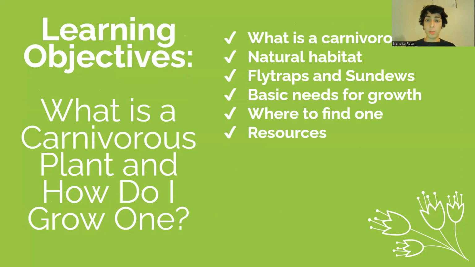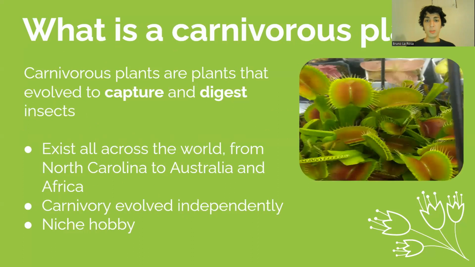So first, a little bit of background on carnivorous plants, their natural habitat, background on two species in particular, the basic needs for their growth, where you can actually find them, and then also some resources that can help you along the way. First, what is a carnivorous plant?